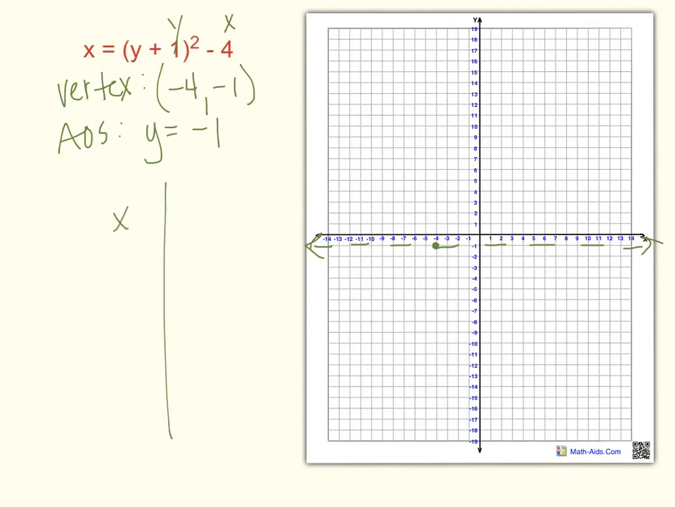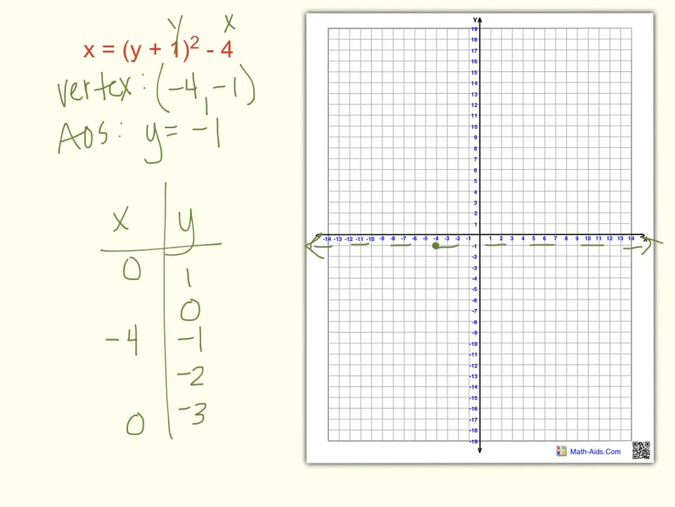Now we're ready to create our t-chart. Our vertex is -4, -1. Remember, we choose it on the y side now. So we're going to go -1, 0, +1 to go bigger, and then to go smaller, we'll go -2, -3. So if you plug -3 in, you get a 0. If you plug 1 in, you get a 0.